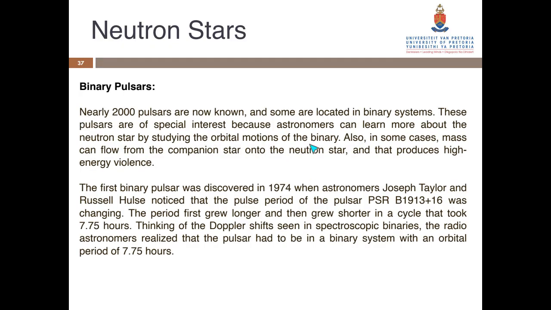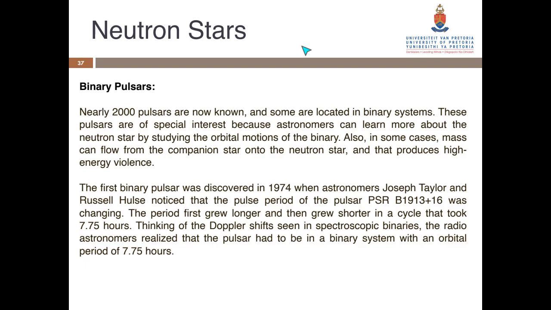One thing that's also very interesting is that we also get binary pulsars. Nearly 2,000 pulsars are now known, and some are located in binary systems. These pulsars are of special interest because astronomers can learn more about these neutron stars by studying the orbital motions of the binary. Also, in some cases, mass can flow from the companion star onto the neutron star, and that produces high energy violence.